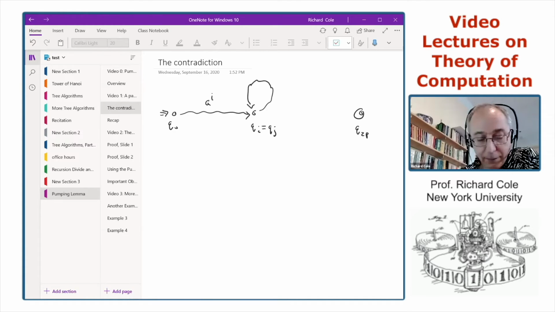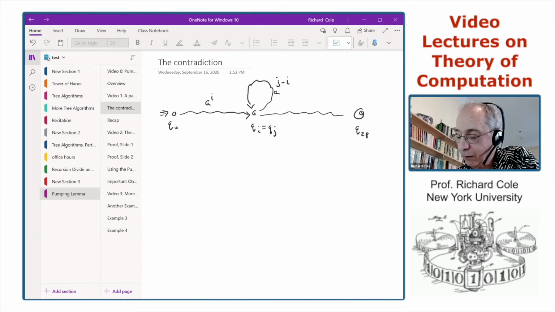Then we're going to read a further j minus i A's in going from Qi to Qj, so that by the time we've reached Qj, we've read a total of j A's, and then we read the rest of the string in going to the final recognizing vertex Q2P. So this is another P minus j A's followed by P B's.